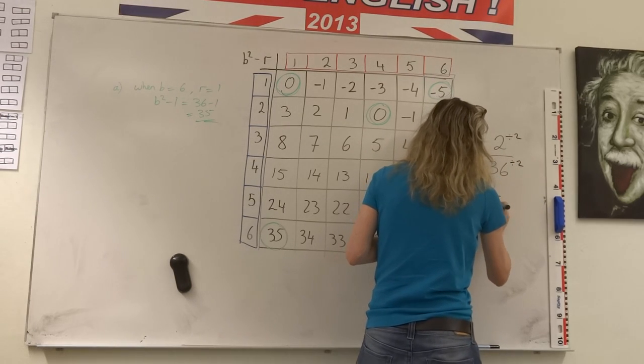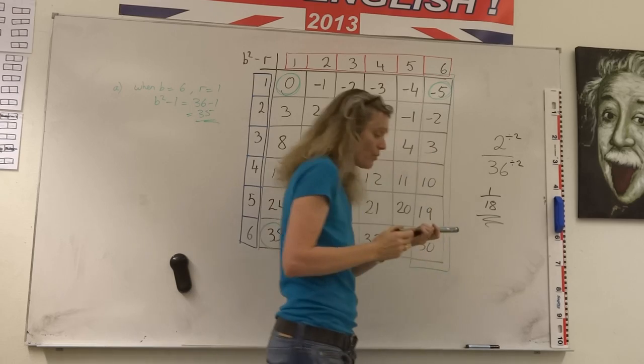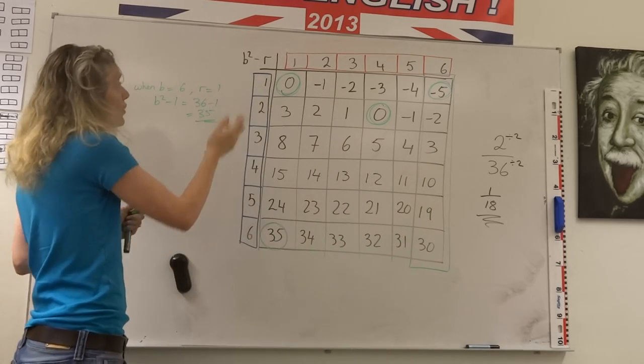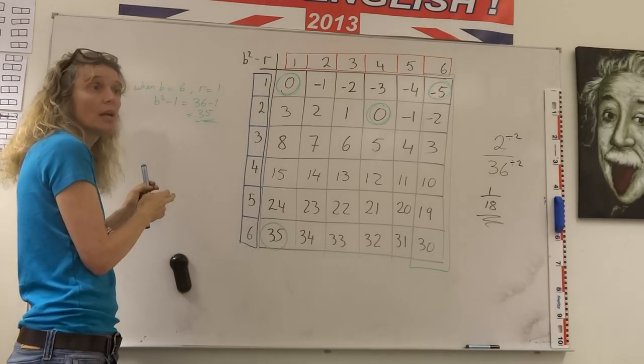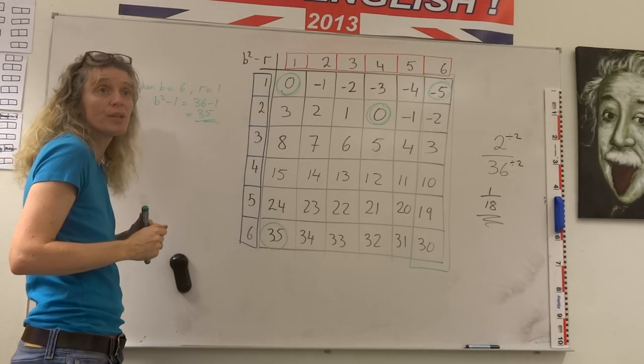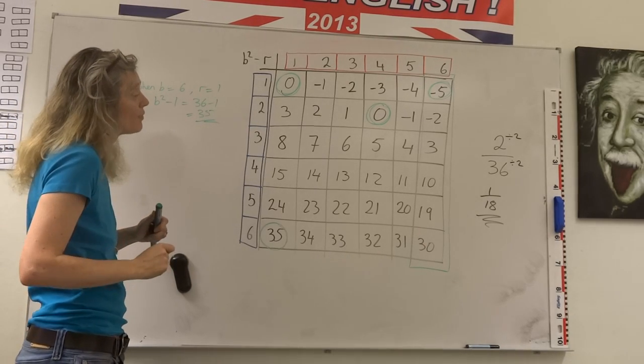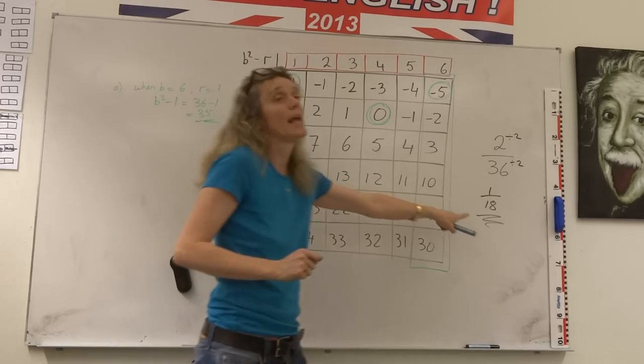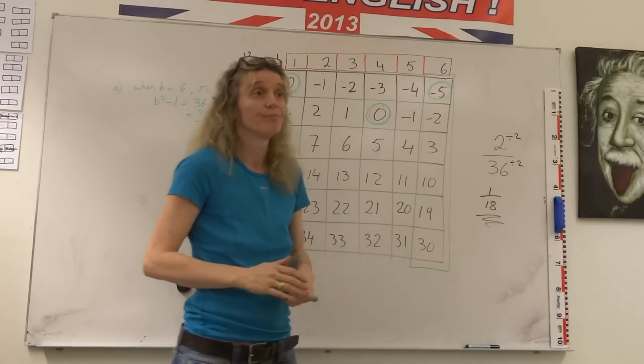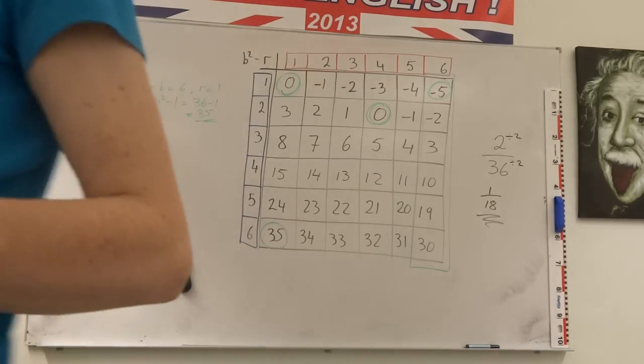So the chance of us getting a 0 when we threw 2 dice, one blue, one red, we squared the blue dice, and we subtracted the red dice from the blue dice result, is 1/18 of getting a 0. And that's how we go through that type of question.